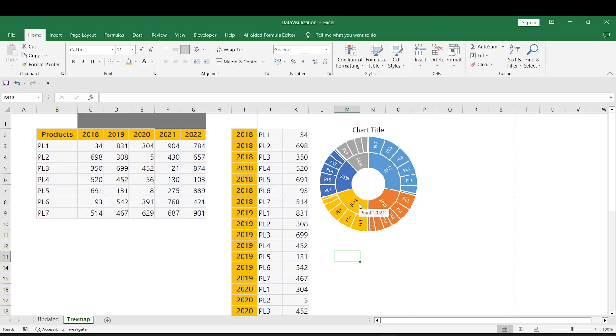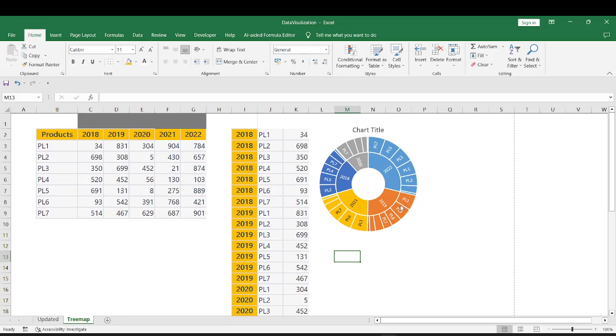And the same goes with 2021. PL1 was the highest manufactured product. And here the least one shows that's PL4, which is the least manufactured product for this year. And for 2020, which is the least of overall, we see that product 7 was the highest produced product for that year, and the least was PL1.